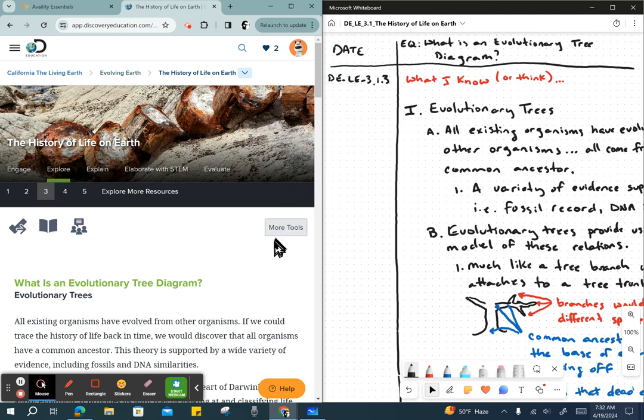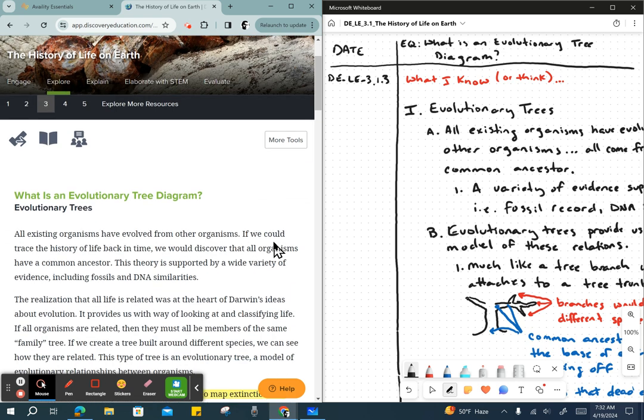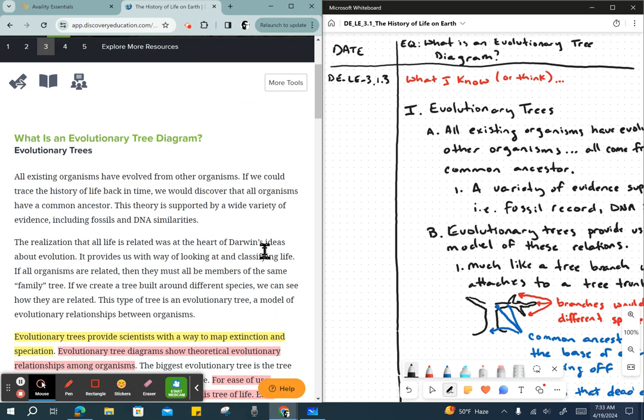The essential question: what is an evolutionary tree diagram? Go ahead and put that down, your essential question, and then tell me what you know. Tell me what you think.